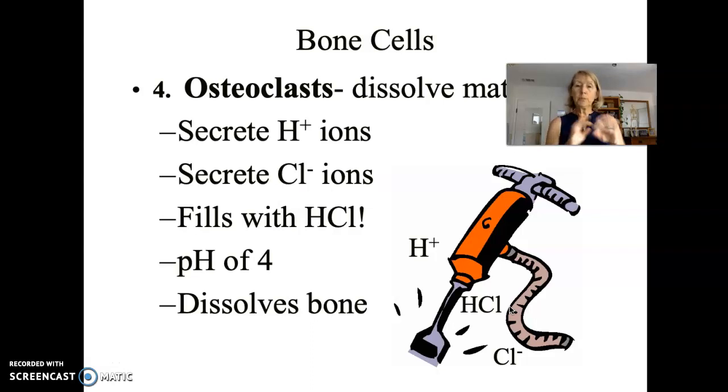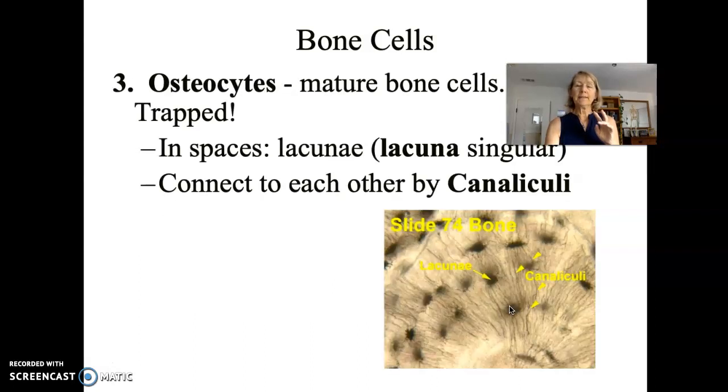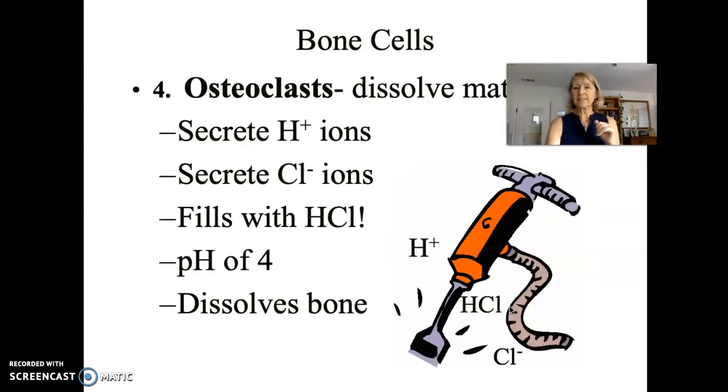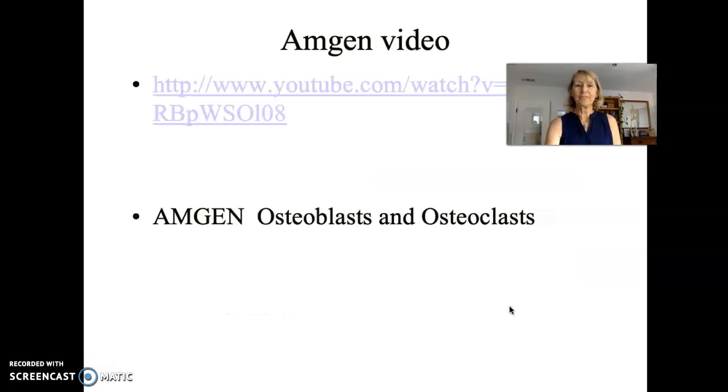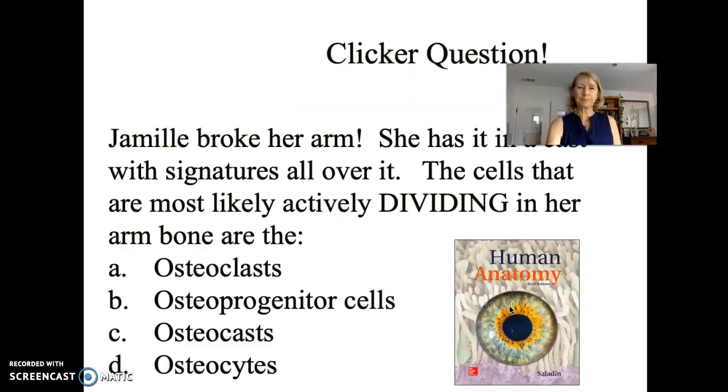In the remodeling, you're breaking down bone, depositing new, breaking down. If you have a fracture and you have little bone splints, those are going to be broken down by the osteoclast. Okay, osteoprogenitor. Let's go back. Osteoblast, osteocyte, and osteoclast. That is what makes up bone. I've posted an MGIM video for you to see on Canvas.